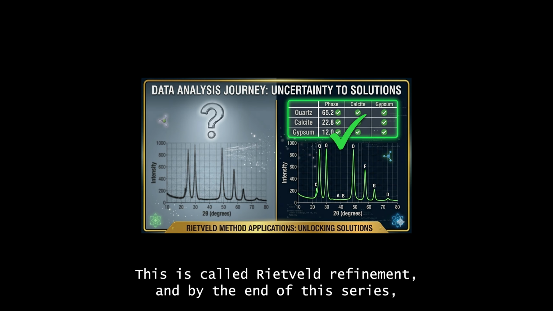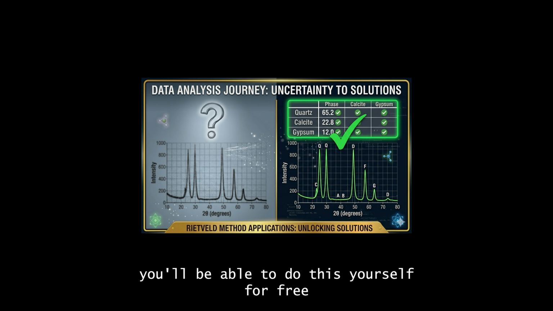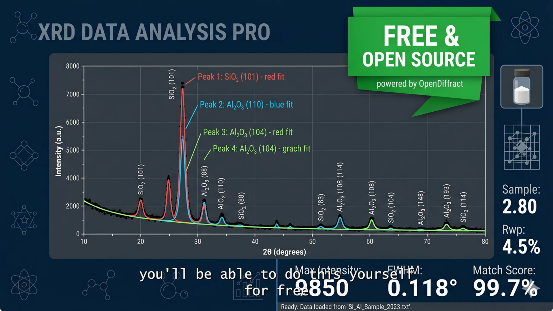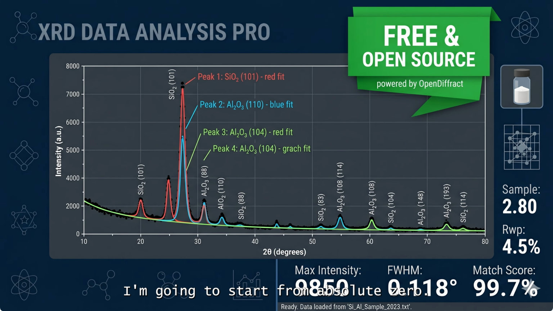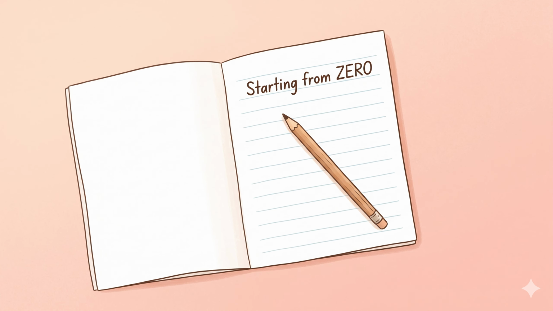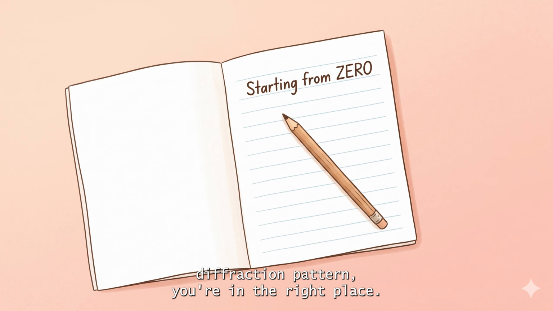Actual, defensible, published paper quality numbers. This is called Rietveld Refinement. And by the end of this series, you'll be able to do this yourself, for free, using a piece of open-source software called Profex. I'm going to start from absolute zero. If you've never heard the words unit cell or diffraction pattern, you're in the right place.